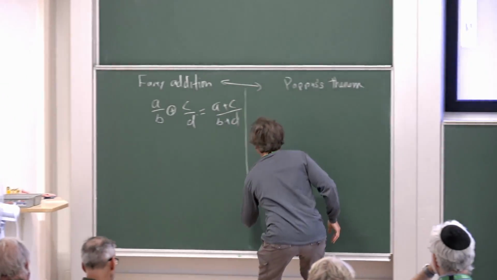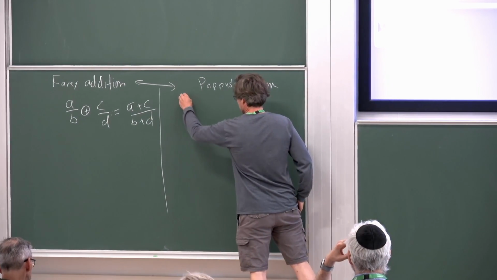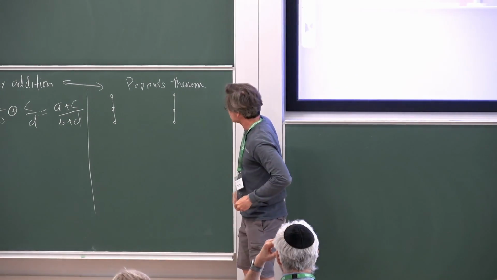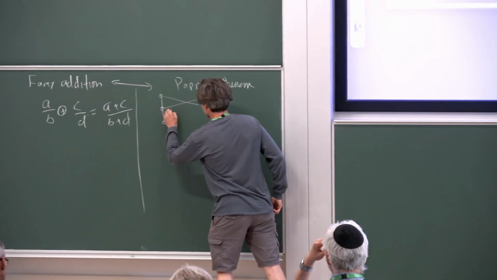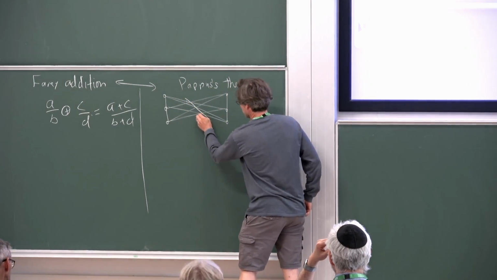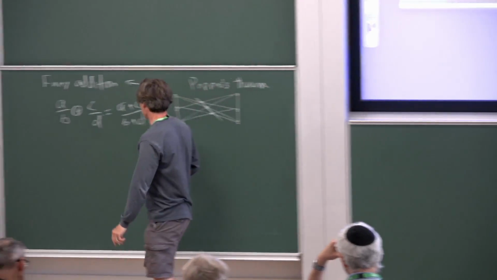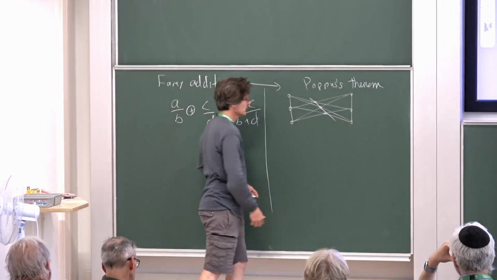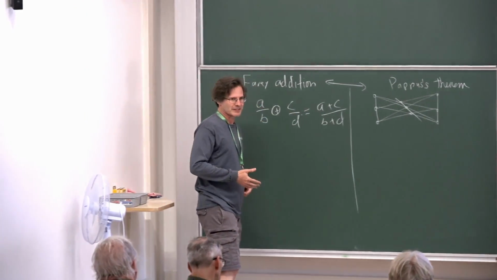And on the other side, Pappus' theorem: you start with 6 points distributed on 2 lines, and then you connect them up like this. And then the theorem is that these 3 points lie on a line. So these things are kind of similar, because the input here is two fractions and the output is a fraction. And here the input is 2 triples of points and the output is a triple of points. So you might get the idea that you could iterate this.